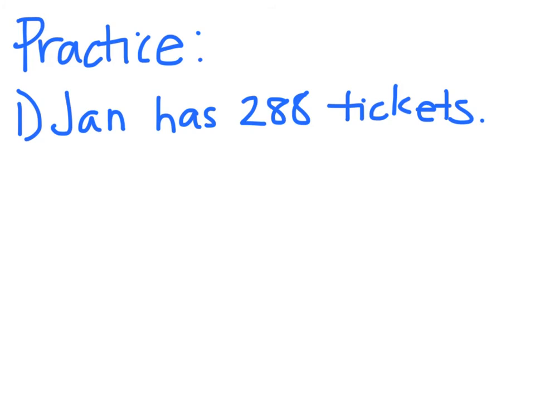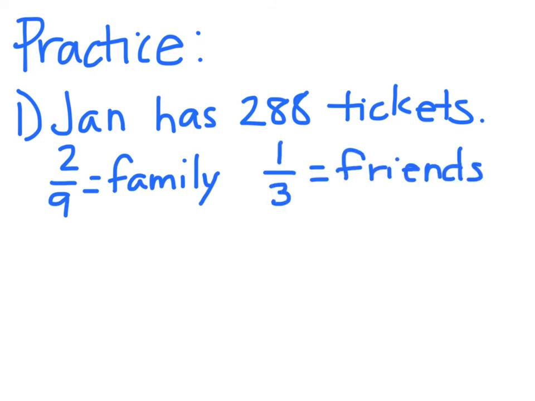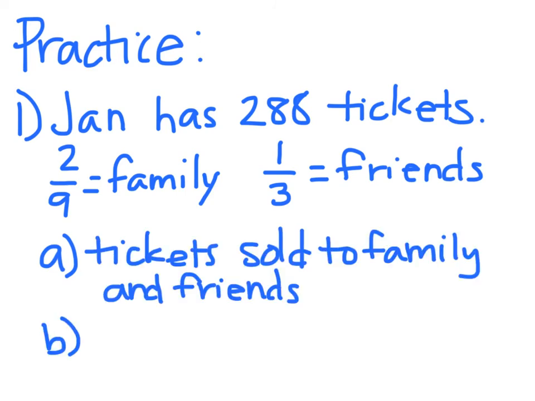Now I'm going to give you 3 practice problems to try on your own. I'm going to help you set up each one and ask you to do the calculation parts on your own. So here's number 1. Jan has 288 tickets to sell for a charity. She sells 2/9 of the tickets to her family and 1/3 of the tickets to her friends. Please solve for A, the number of tickets sold to both family and friends, and B, how many tickets are left?